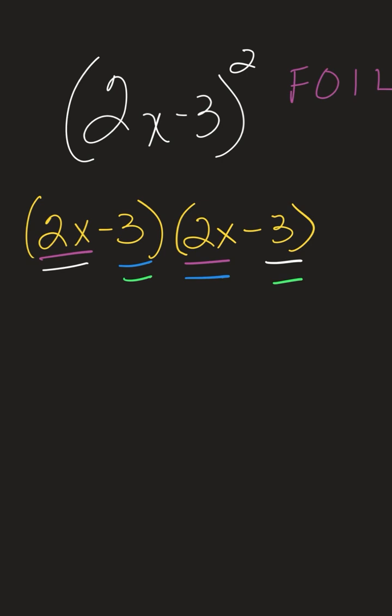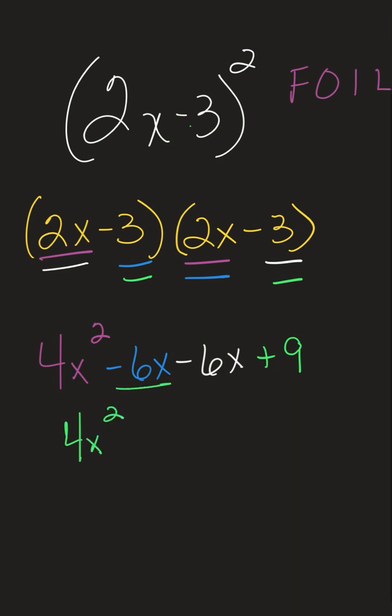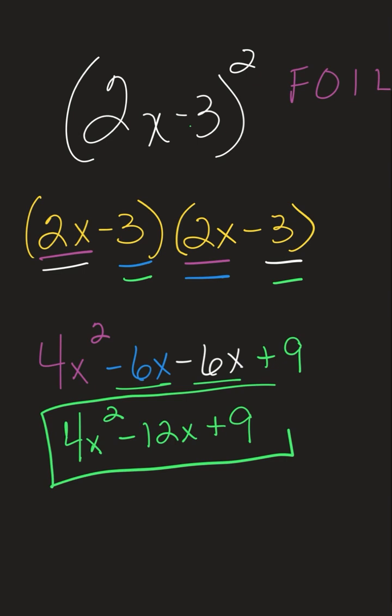So my first terms, 4x squared. My outside terms, 2x times negative 3 is negative 6x. My inside terms, also negative 6x. And my last is positive 9, because when I square negative 3, I get positive 9. I simply combine my terms. Negative 6 and negative 6 is negative 12x, and positive 9. And that is your simplified answer.